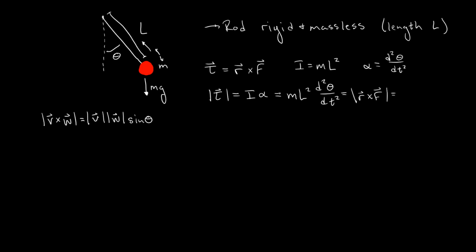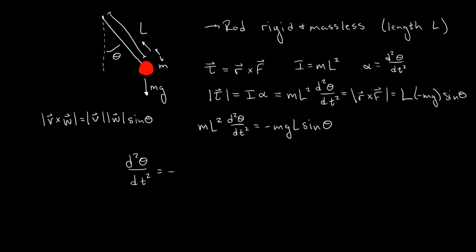Right? So in this case, this just gives us L, because L is always going to be the magnitude of this distance vector. We get minus mg, because the force is acting downwards, and then we get sine theta. So what we actually want to solve is this equation here, d squared theta dt squared equals minus mgL sine theta. Now we'll shuffle everything around, because remember, we want to figure out how theta changes with time. We want to solve for theta, that's the thing that we care about. So let's shuffle everything around, and we find an equation like this: minus g over L sine theta. I'll go ahead and put this in a box.